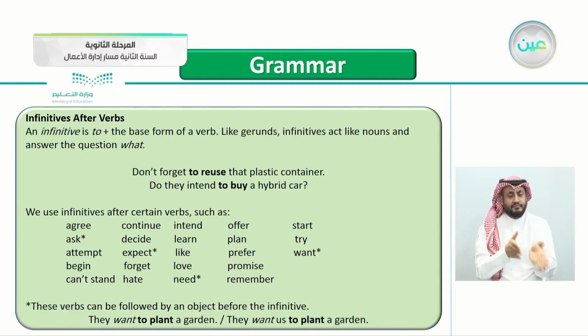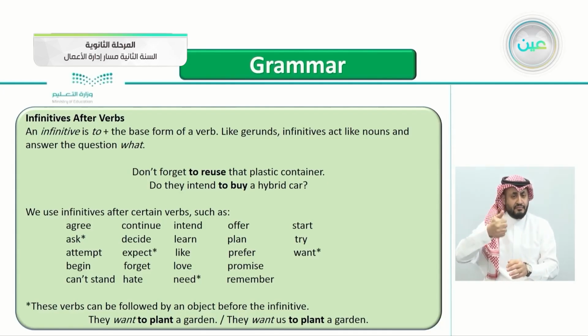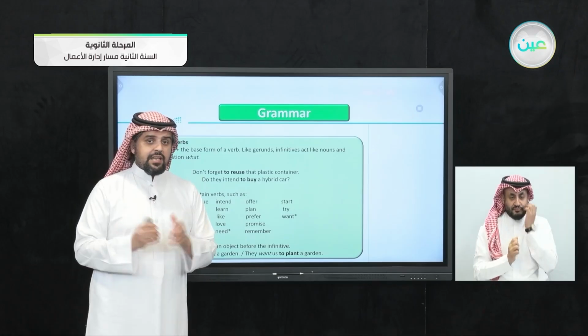Jumping to the infinitives after verbs here. So we finished the gerunds that come after the verbs we just mentioned. Let's jump to the infinitives after verbs. An infinitive is to plus the base form of a verb. If you remember the infinitive that we took in previous lessons, the infinitive is to plus the base form of the verb. Like gerunds, infinitives act like nouns and answer the question what. So infinitives after verbs are just like gerunds.